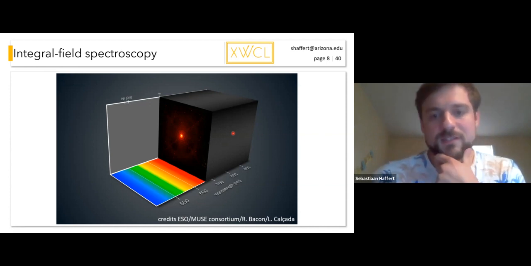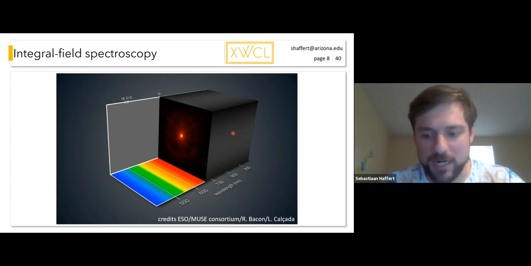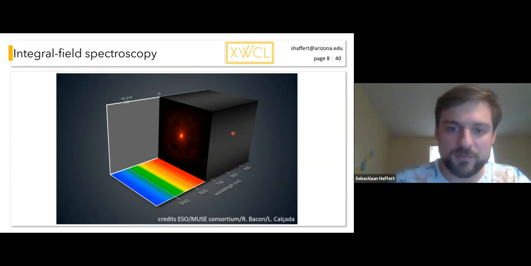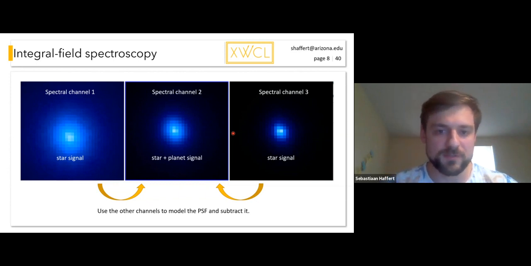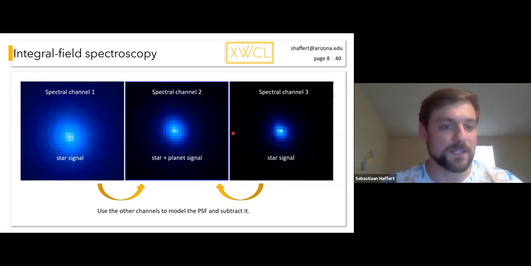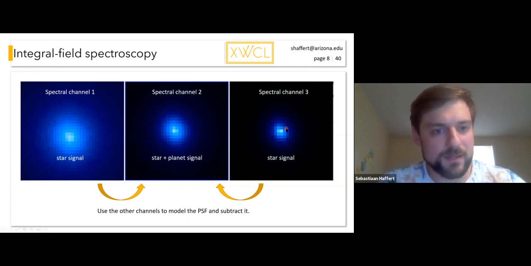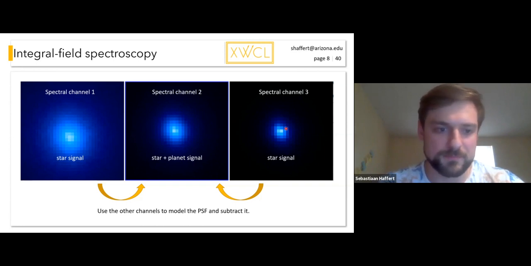But there is a difference in post-processing whether you do this at low spectral resolution or high spectral resolution. If you have a low spectral resolution integral field spectrograph, then you see significant change in the PSF between different spectral channels. Here you can see 3 PSFs taken that are far away from each other in wavelength space.